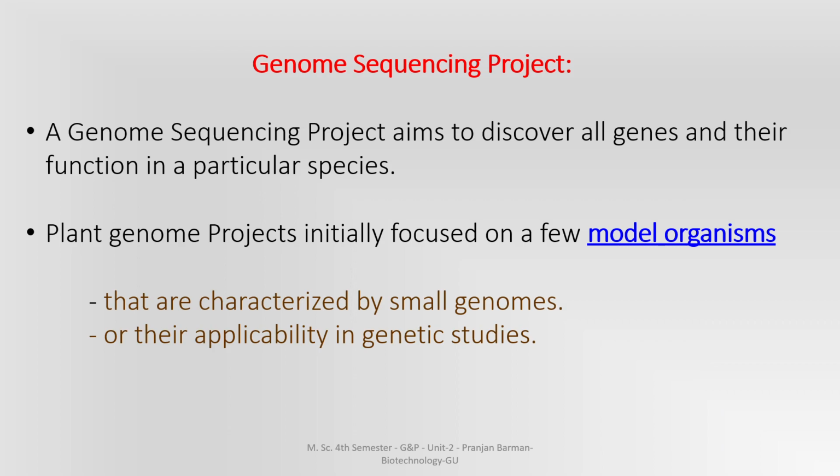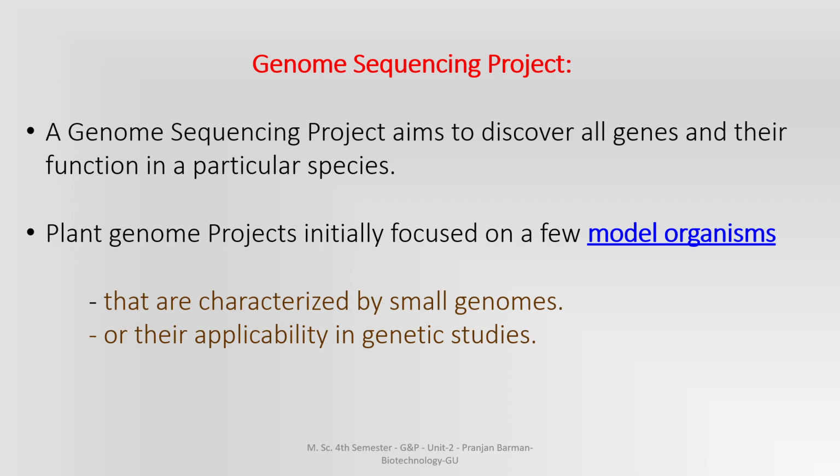Genome sequencing projects basically aim at discovering all genes and their functions in a particular species. Plant genome sequencing projects initially started with, as the genome sequencing projects used to take a long time, and resources were less. High throughput methods were confined to Sanger's dideoxy methods only. NGS was not that applicable at that time. Machineries were not there, so few model organisms were considered.